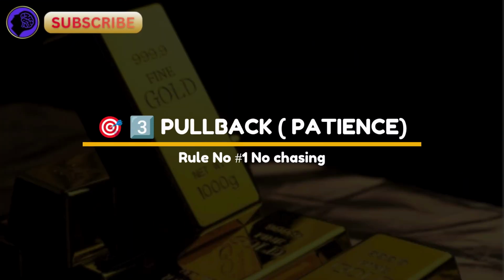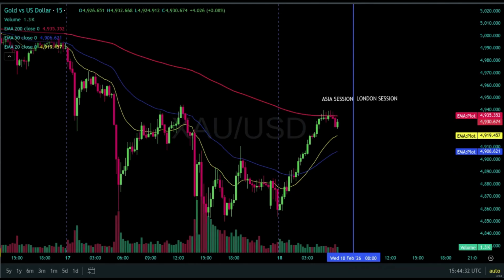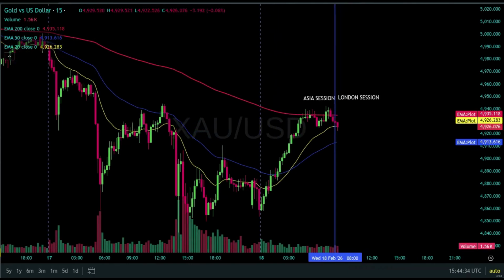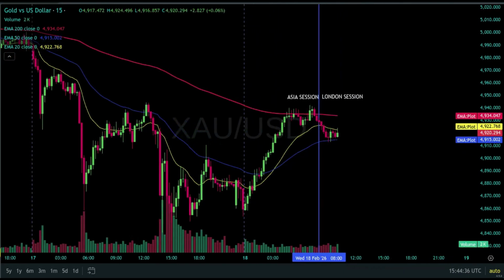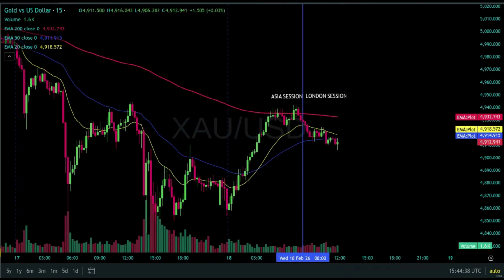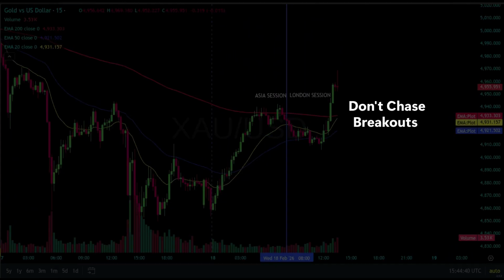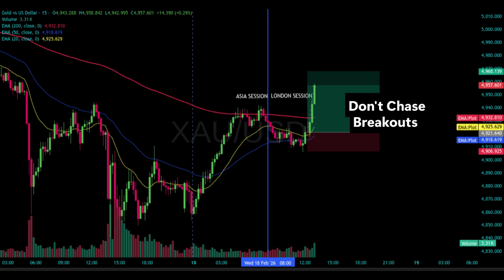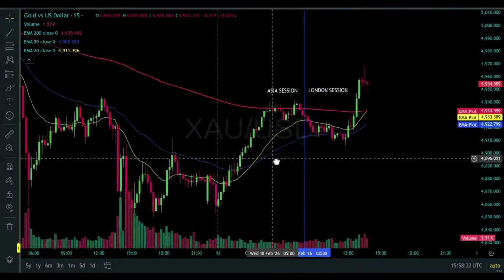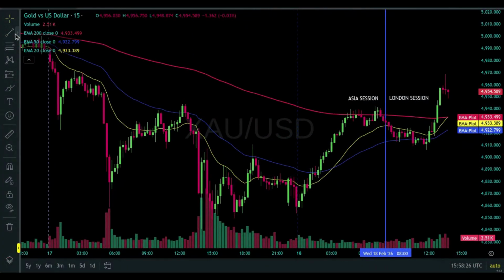Pullback, patience. Rule number 1: no chasing. Now, this is where most traders make a mistake. They see a strong move, and they enter immediately. This is chasing. If you chase candles, sometimes you may win, but most of the time you will lose money. Instead, I wait. I wait for price to come back.